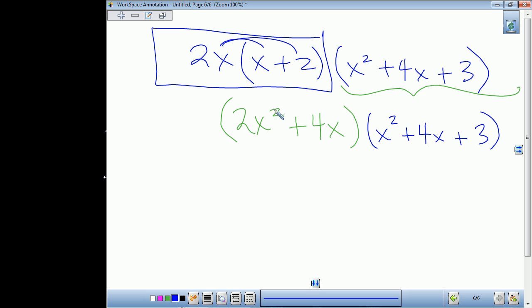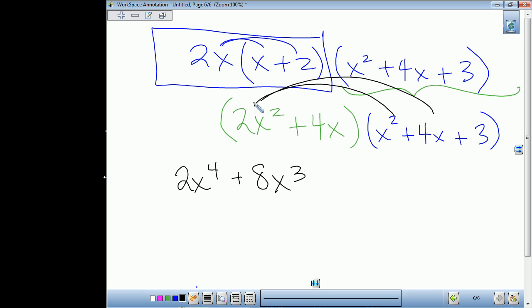So now we have to work with this answer and distribute this answer through. 2x squared times x squared is 2x to the 4th, because now we're multiplying, so we add those exponents. 2x squared times 4x is 8x cubed. Good. And the last one, 2x squared times 3 is positive 6x squared.